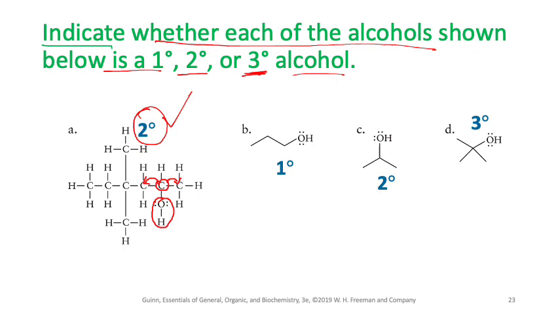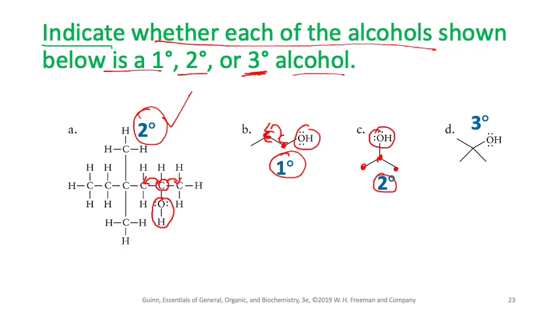What about the B part? This is the carbon that is attached to the OH group and this carbon is attached to just 1 more carbon, right? So that means it's just a primary alcohol. What about this one? This is the carbon that is attached to the OH group and this carbon is attached to this carbon and this carbon, meaning 2 carbons. So this is a secondary alcohol.